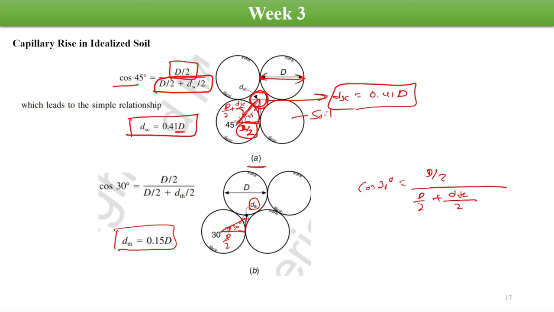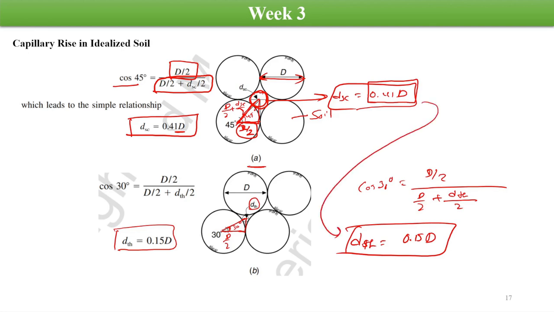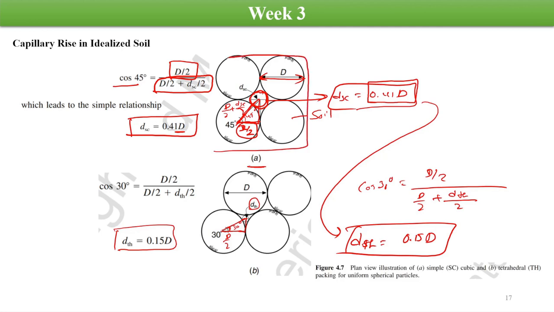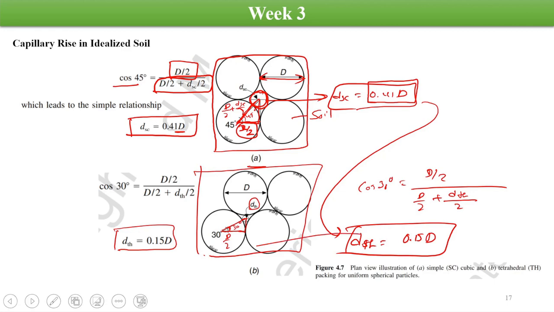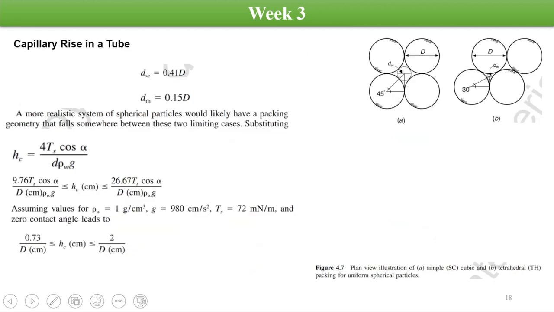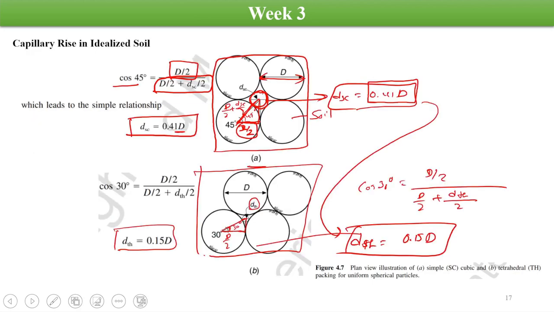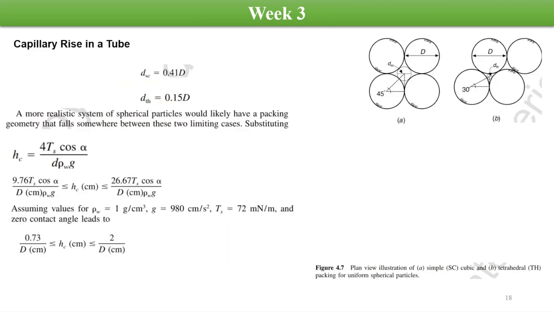What we observed from here is that the pore size in the simple cubical pattern is 0.41 times the grain diameter, and the pore size in the tetrahedral pattern is 0.15 times the grain diameter. So it's significantly less. This one is the loosest packing, and this one is the densest packing. Now we'll use this formulation to determine the capillary rise in the soil skeleton, with several approximations.